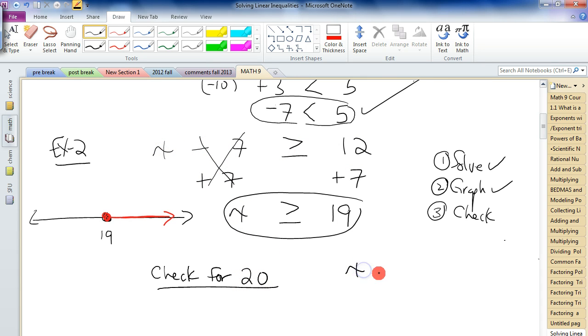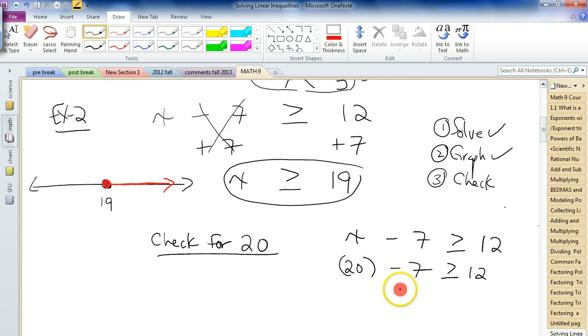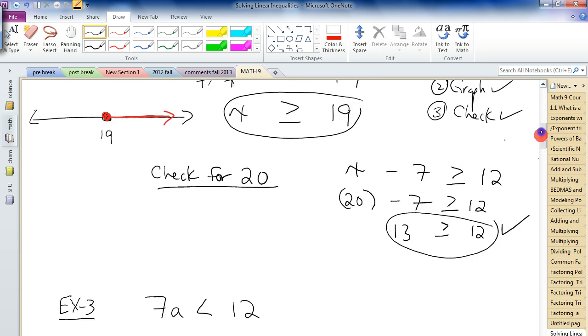So I rewrite the inequality. x minus 7 greater than or equal to 12. I substitute a 20 in for x. 20 goes in here. Minus 7 greater than or equal to 12. 20 minus 7 is 13. Greater than or equal to 12. Is that true? Is 13 greater than or equal to 12? It's greater than. So it works. Done. Solved. Graphed. Checked. Finished.